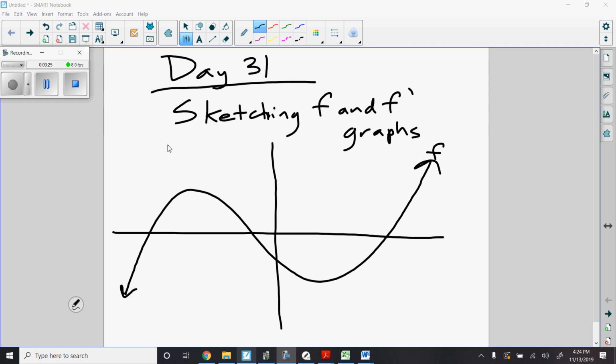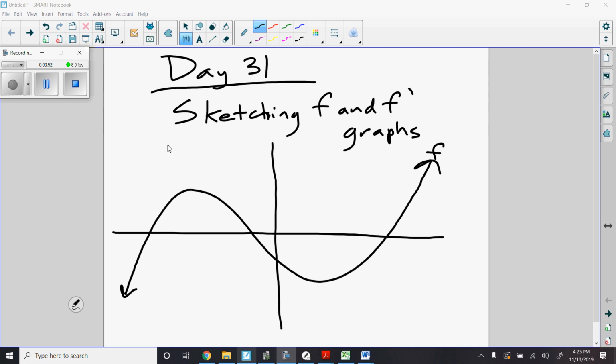Okay, so when I take a look at this graph here, I have an f graph. What I want to do is sketch on the same axes here a possible graph for f prime. And the process of doing this can be very helpful for deepening your understanding of what's going on here. Okay, so let's take a look.